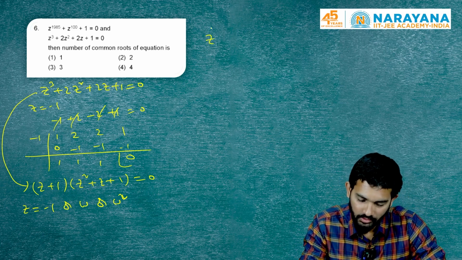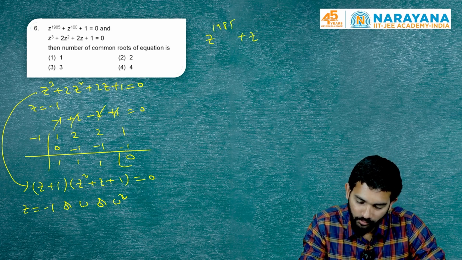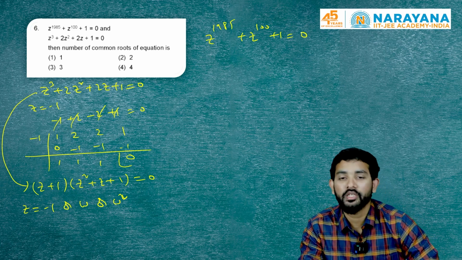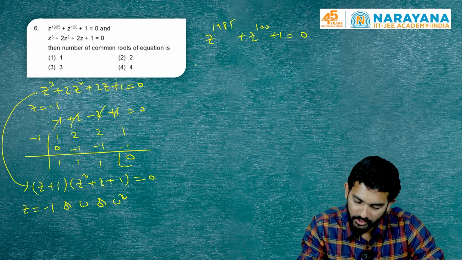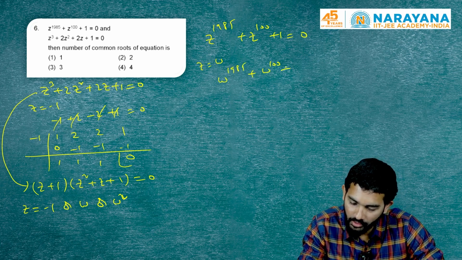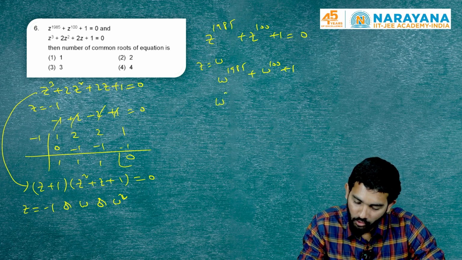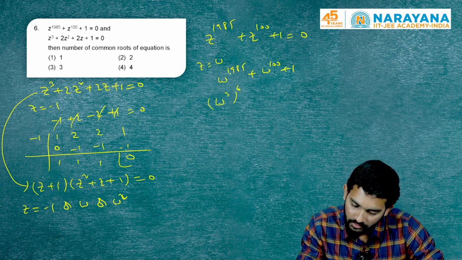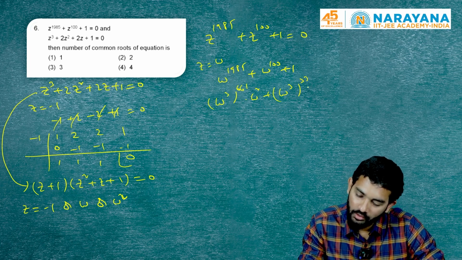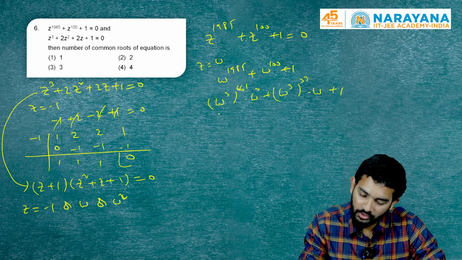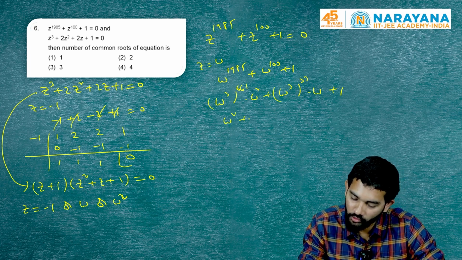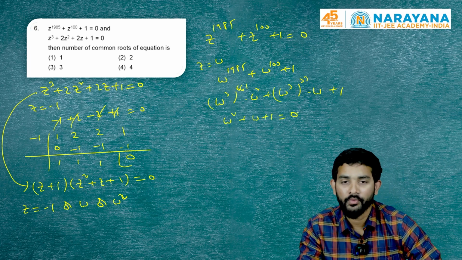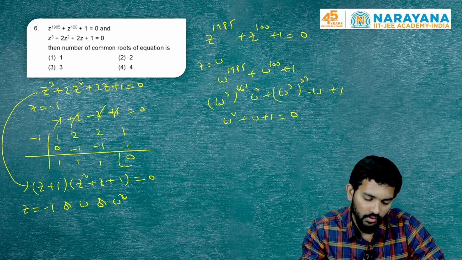If I am taking the first equation, that is z power 1985 plus z power 100 plus 1 equal to 0, z equal to minus 1 is not satisfying this. If I substitute z equal to omega, then it will be omega power 1985 plus omega power 100 plus 1. So I can write this as omega power 3 whole power 661 into omega square, and this can be written as omega power 3 whole power 33 into omega plus 1. So this is anyway 1, so omega square, and this is also omega cube 1, omega plus 1, which is 0, which means z equal to omega is a root of that equation.